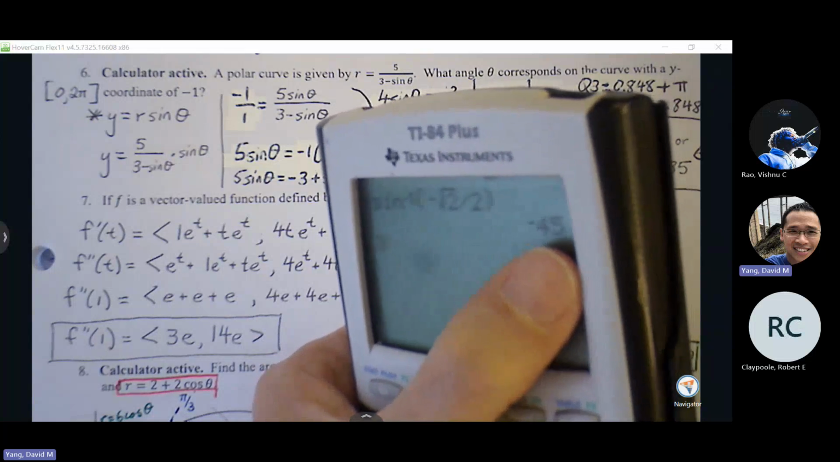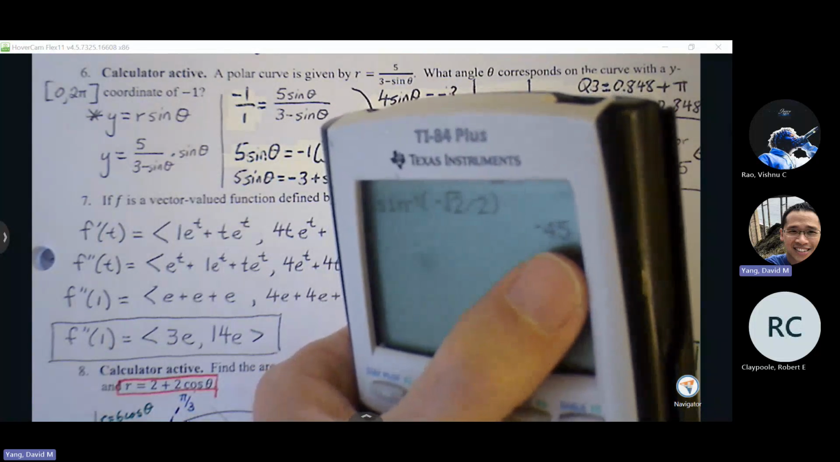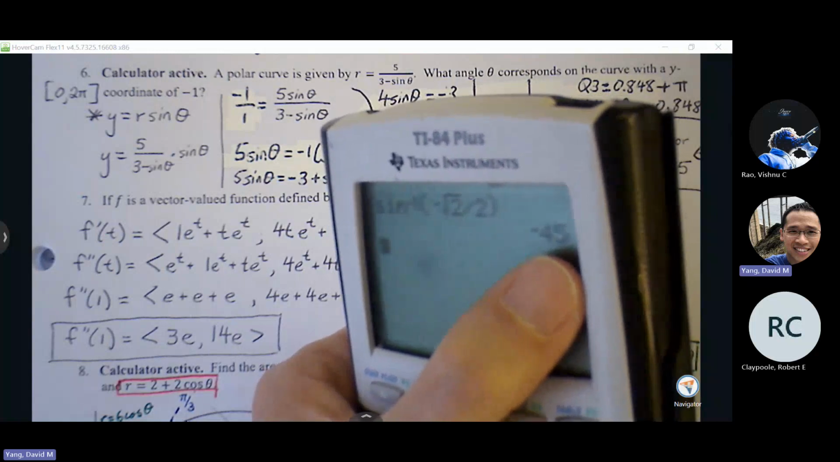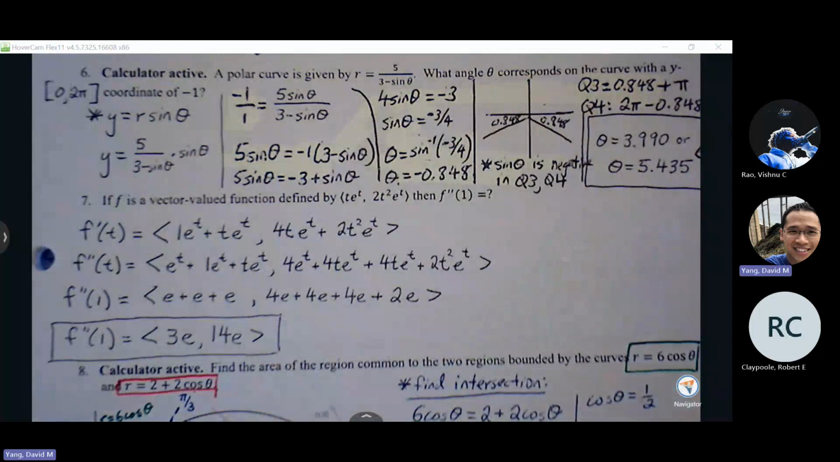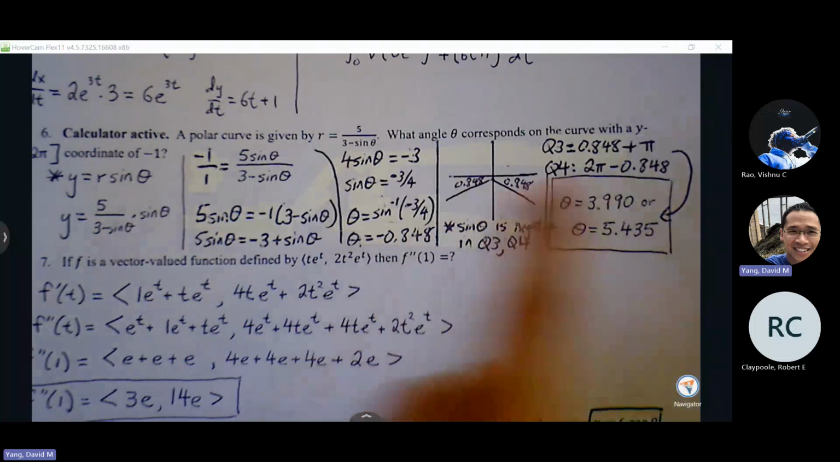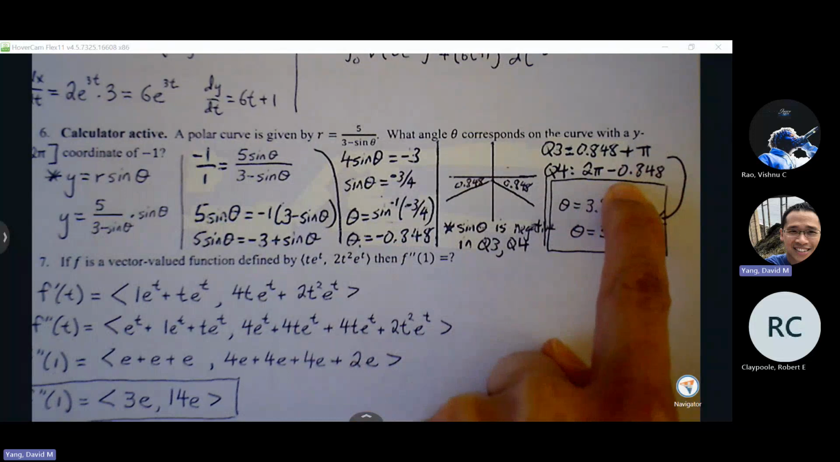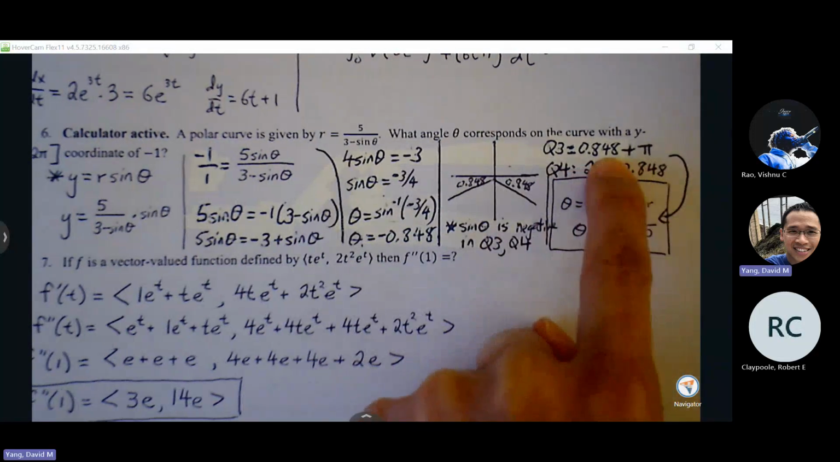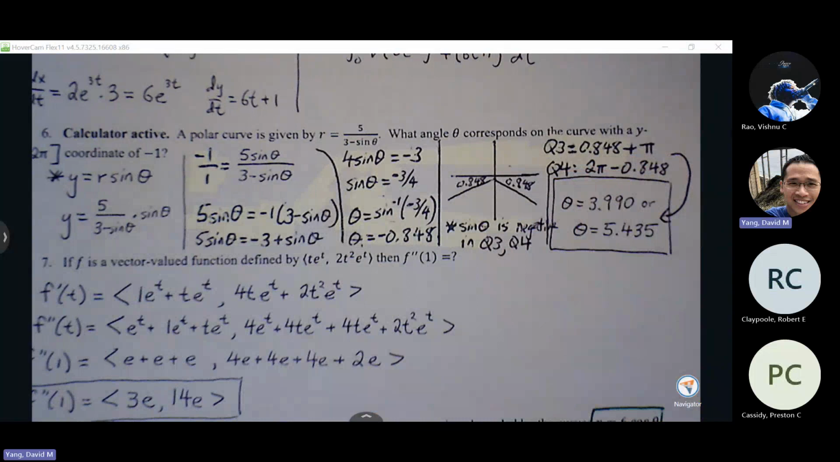So if I want to find the 45-degree version of the third and fourth quadrant, I will do 360 minus 45, or 180 plus 45. And because this is the reference angle version of that first quadrant, I just have to figure out how to get into the other quadrants. So I do 2 pi minus 0.848, and then pi plus 0.848. I know degrees make more sense, so that is probably an easier way to think about it.